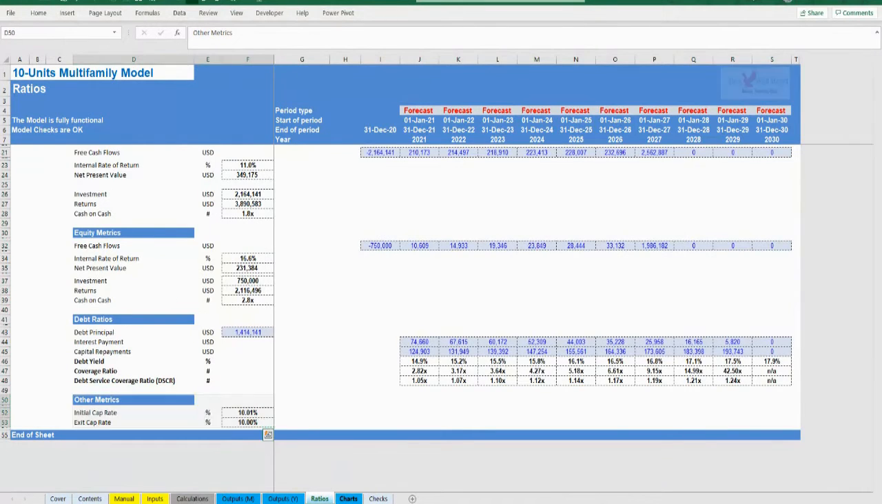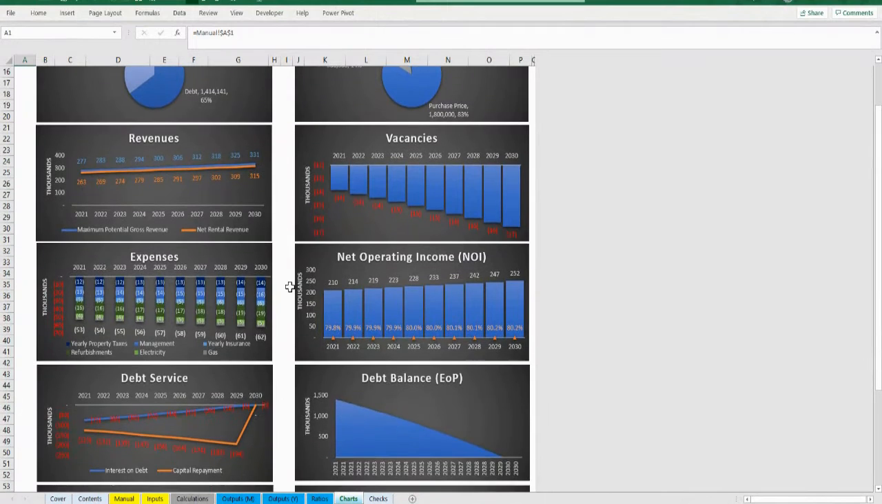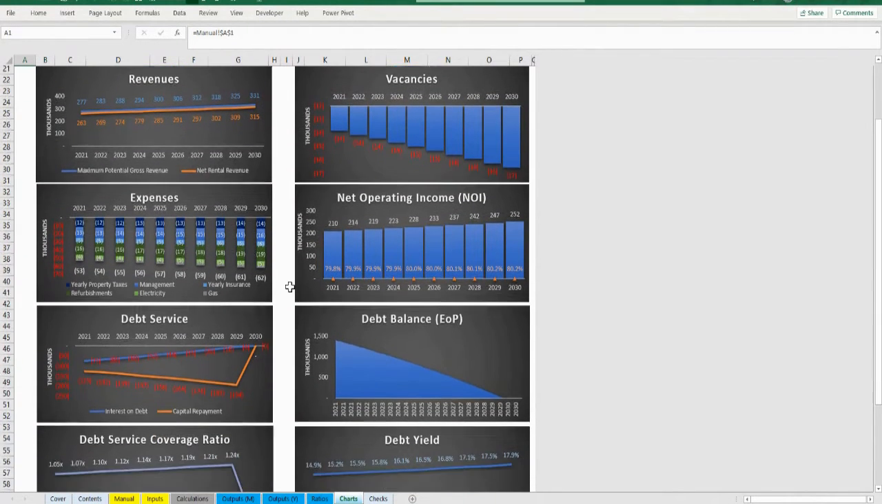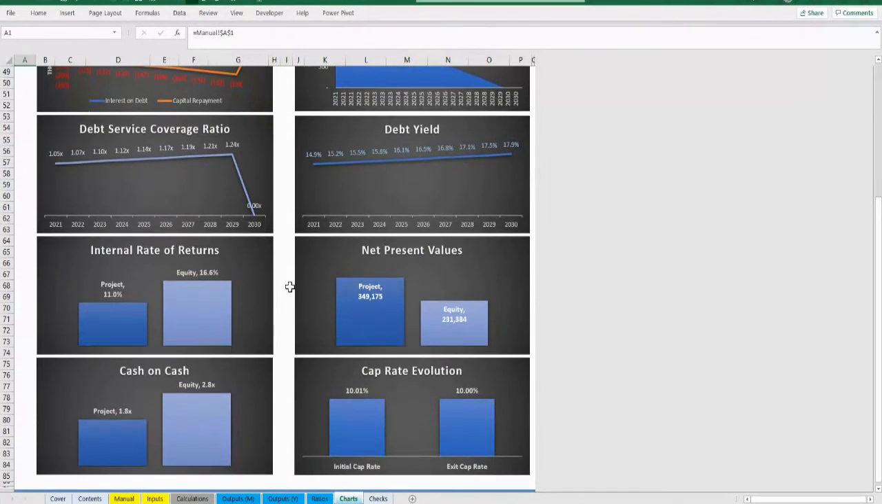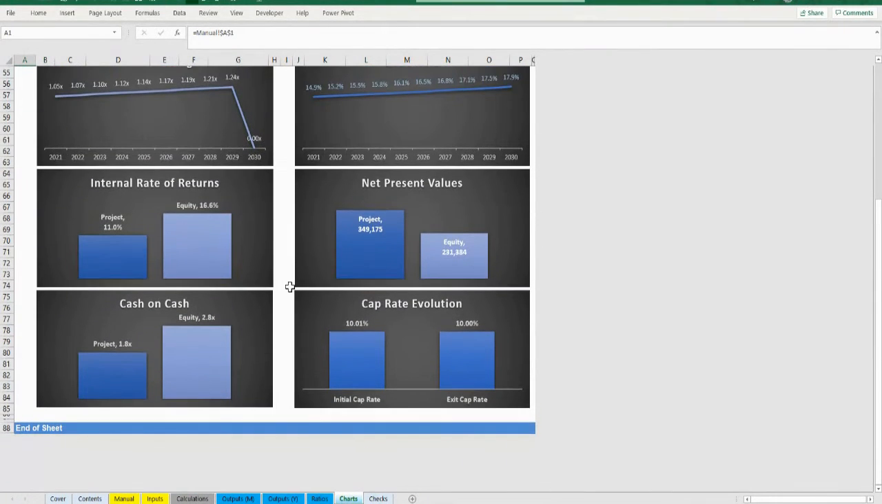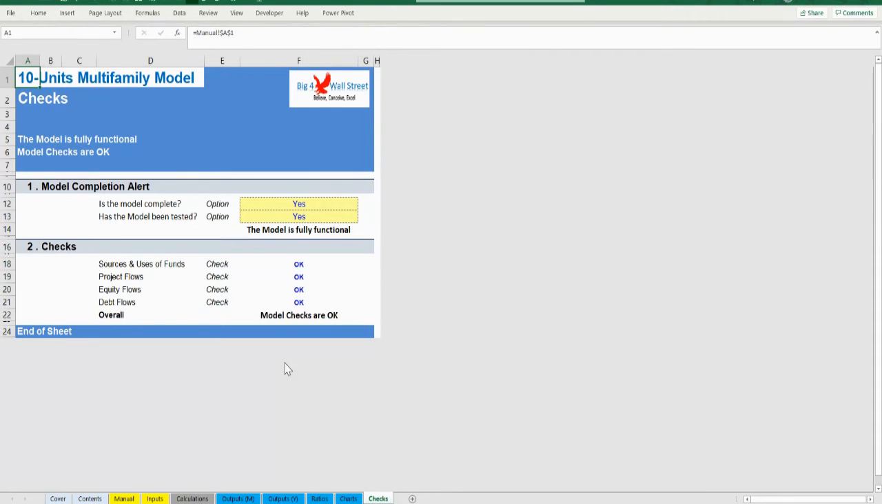Additionally, on the Charts tab, a series of charts are presented: sources and uses, revenues, expenses, net operating income, debt service, debt balance, debt service coverage ratio, debt yield, internal rate of returns, net present values, cash on cash and cap rate evolution. Finally, the Checks tab is where the most critical checks are aggregated. Whenever you see an error message in any page, you should consult this page to see where the error is coming from. And that's it.